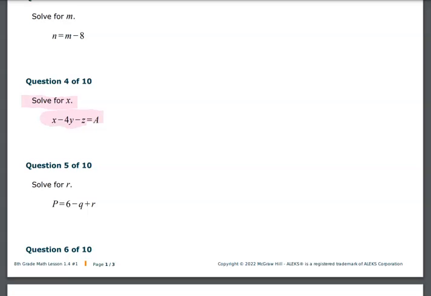We first identify what we are solving for. In this case, I'm solving for x. So I'm going to take this equation, x minus 4y minus z equals a, and I'm going to go and solve. So I'm going to do this. x minus 4y minus z equals a.